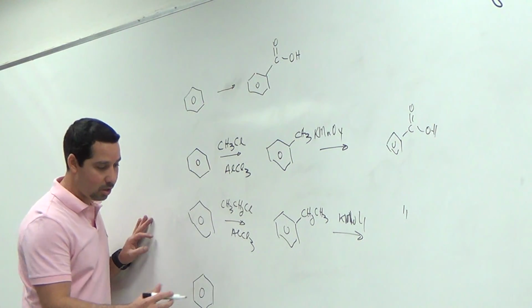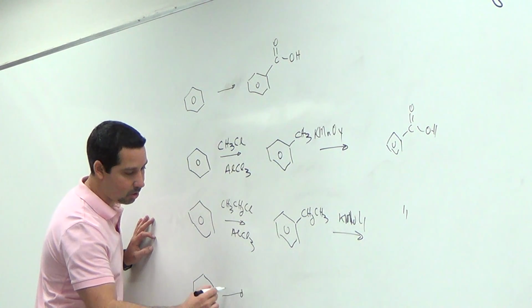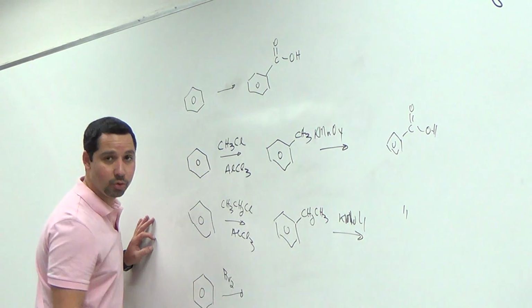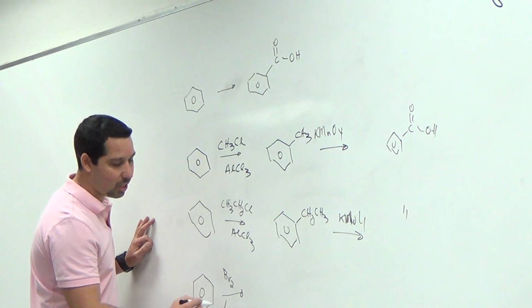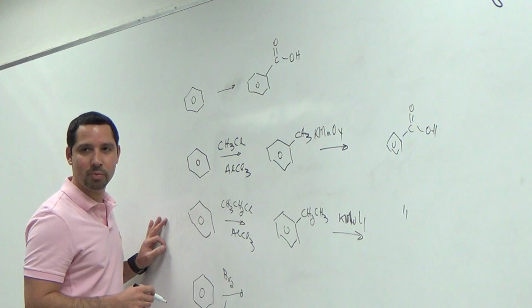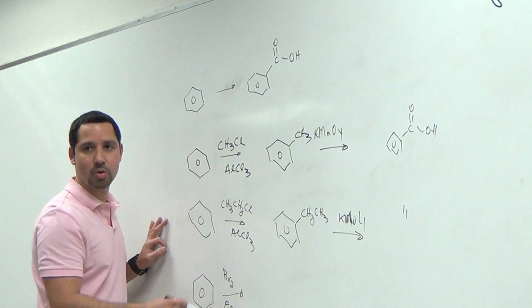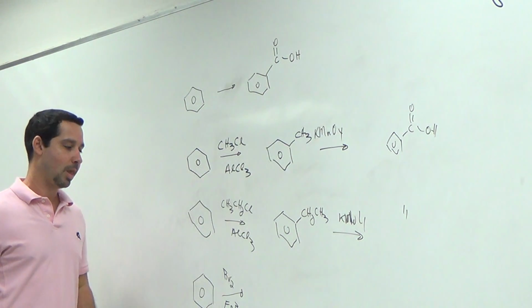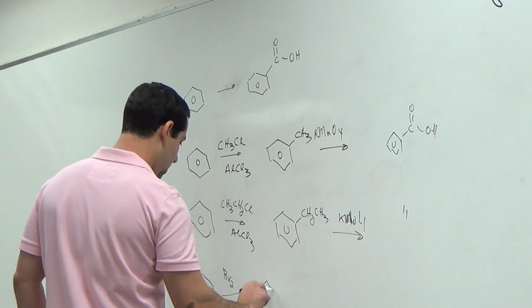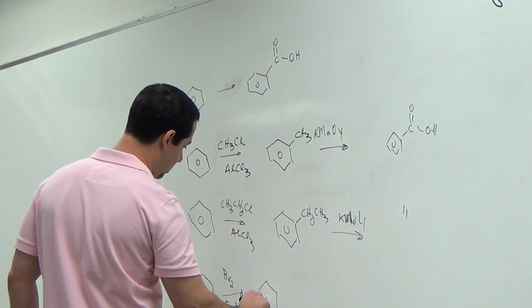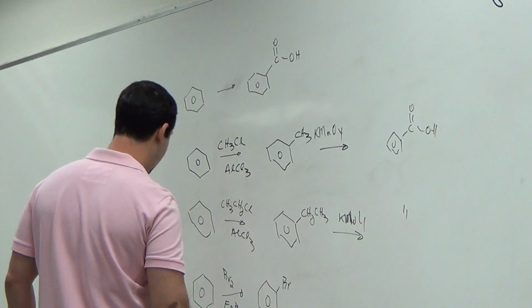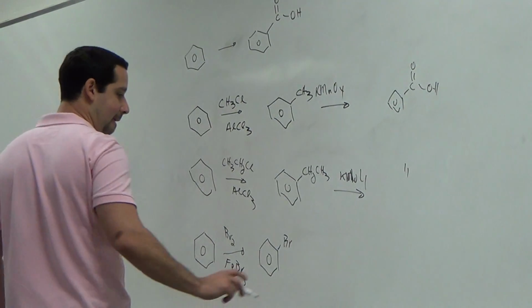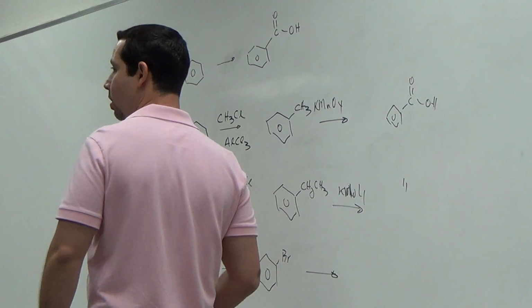I can have here Br2, and most of the time we don't use aluminum for Br. Okay, you can use either one of them. Let's use FeBr3, yes? And this is going to be what? Electrophilic aromatic substitution. Put a bromine there, and then I'm going to make a Grignard for this.